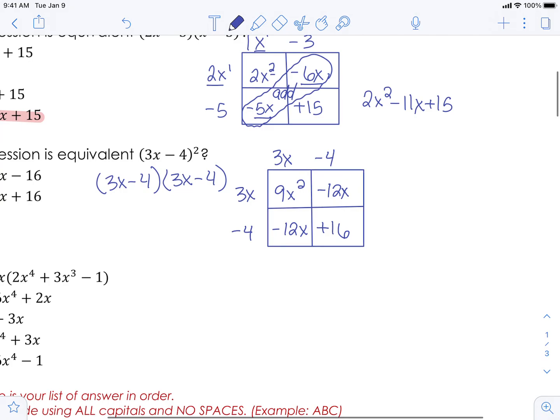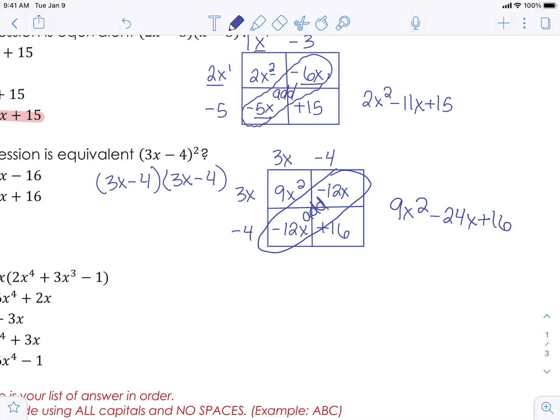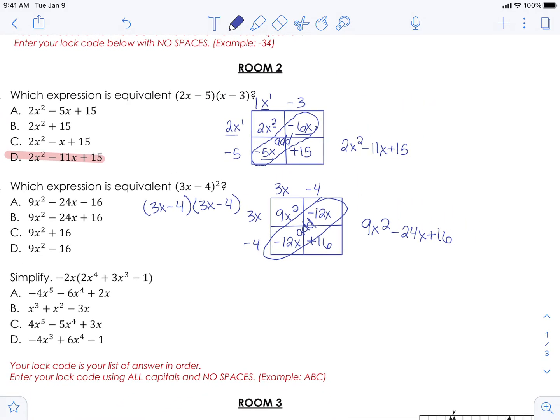So I start combining like terms. So I have a 9x squared. And then I look right here. These are like terms, so I'm going to add them. So negative 12 plus negative 12 gives me a negative 24x plus 16. So I look at my answer choices. I want answer choice B. Okay.